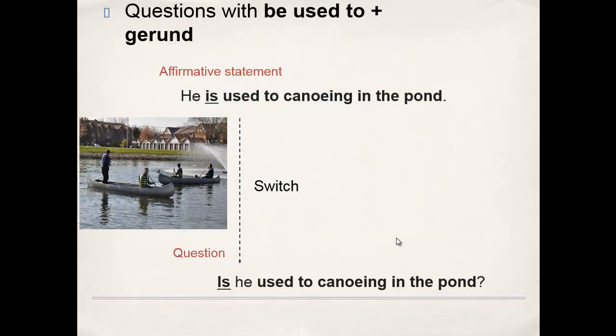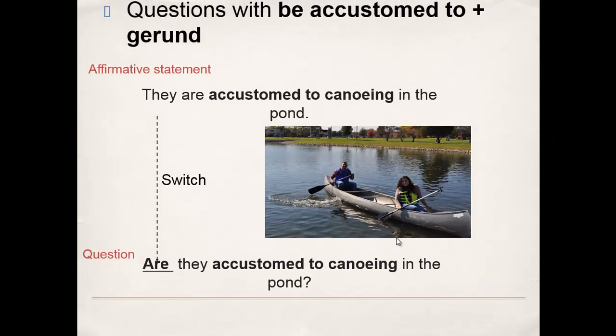So questions with be used to plus a gerund. In an affirmative statement, we would say he is used to canoeing in the pond. But in a question, we just switch the subject and the verb. So is he used to canoeing in the pond? If we have be accustomed to with a gerund, it's the same thing. So they are accustomed to canoeing in the pond. We can do the old switcheroo. So are they accustomed to canoeing in the pond?